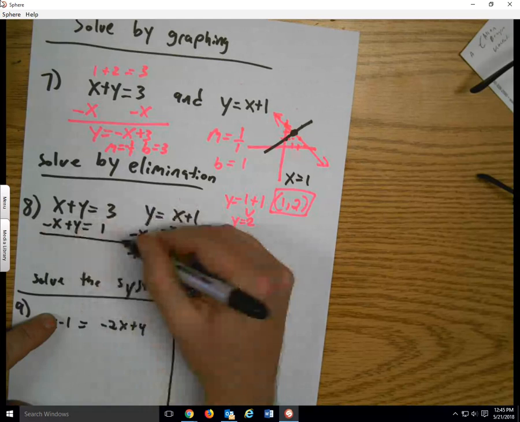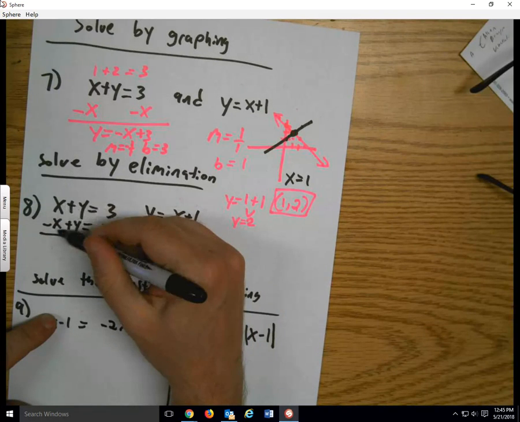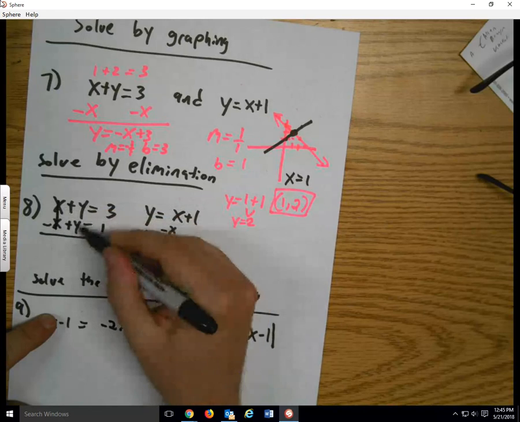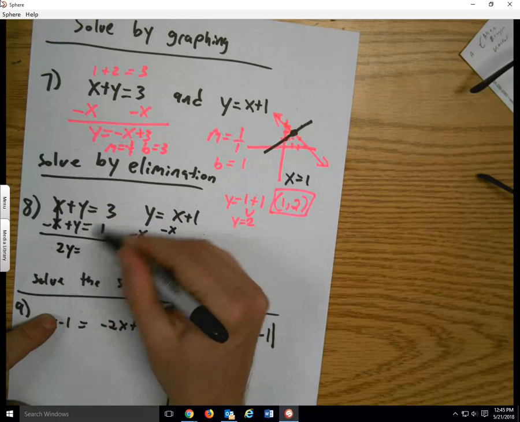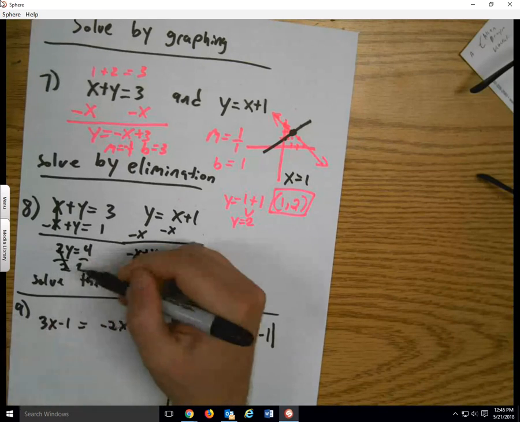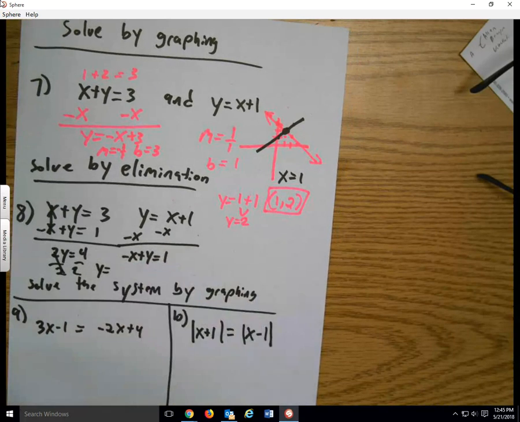and then just do the elimination method, which, remember, some call the addition method. You're just adding them straight down. X, take away x is nothing. Y plus y is 2y. 3 plus 1 is 4. Divide both sides by 2. And then you have y equals 2.